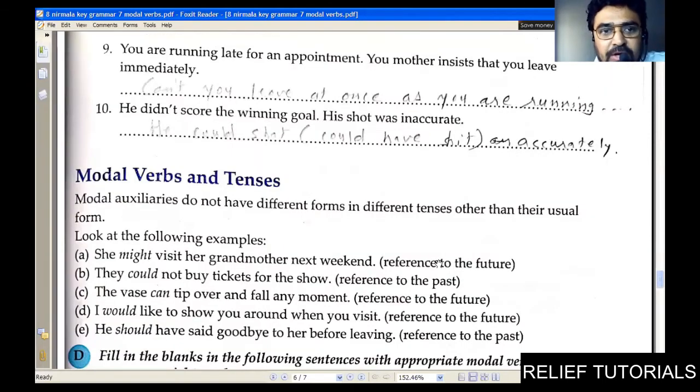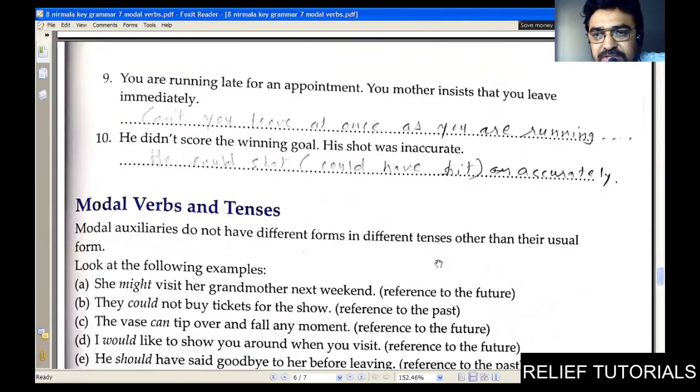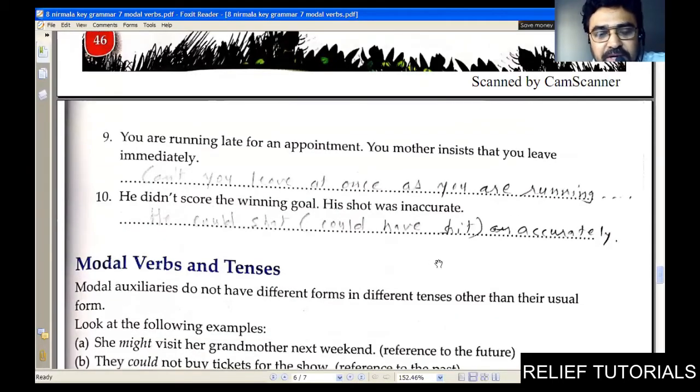You are running late for an appointment. Your mother insists that you leave immediately. So insist is a bit intensive one, so you better go for can't. Can't you leave at once? It is an angry annoyance, as you are running late for the appointment.